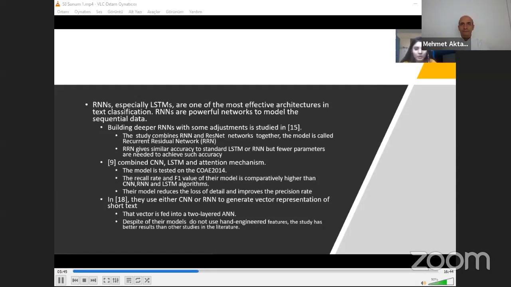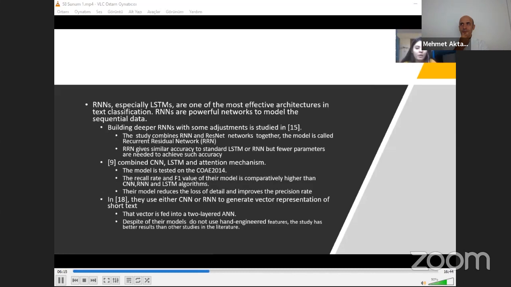ResNet network together, and the model was called recurrent residual network. So this model, when compared to LSTM or RNN, achieved similar accuracy or better accuracy, but with fewer parameters. Another study combined CNN and LSTM and attention mechanism. So this was a hybrid technique which combined CNN, LSTM, and attention, and it was tested on a data set.